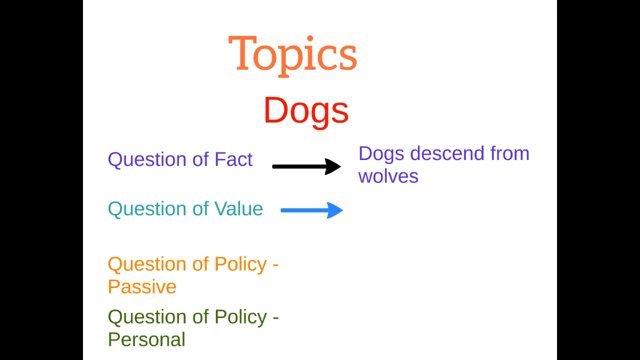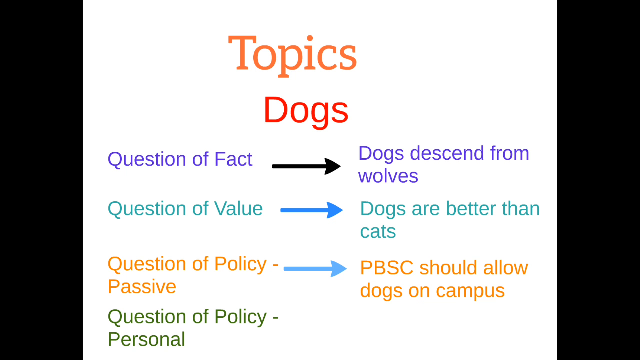Question of value. Remember, this is dealing with moral issues, so I could say dogs are better than cats. Question of policy, passive. Remember, this is an entity that has to take on the change, someone other than the audience, so I could say Palm Beach State should allow dogs on campus. And then personal, this is the audience having to do something. Everyone should adopt a dog.